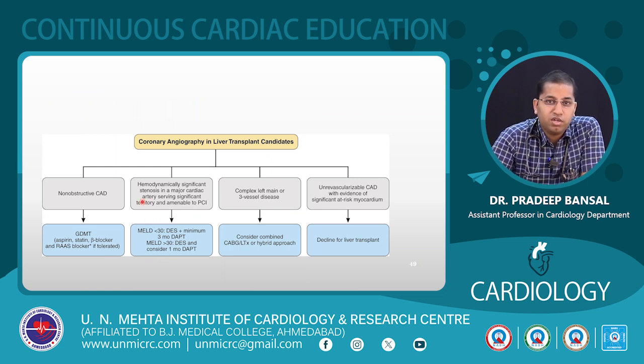So, coronary angiography in liver transplant candidates: if there is non-obstructive CAD, GDMT only. Hemodynamically significant stenosis in a major cardiac artery serving a significant territory and amenable to PCI, and MELD score less than 30, then stent with minimum 3 months DAPT; MELD more than 30, stent and consider 1 month DAPT. Complex left main or three-vessel disease, consider combined CABG and liver transplant or a hybrid approach. Unrevascularized CAD with evidence of significant risk myocardium, decline for liver transplant.